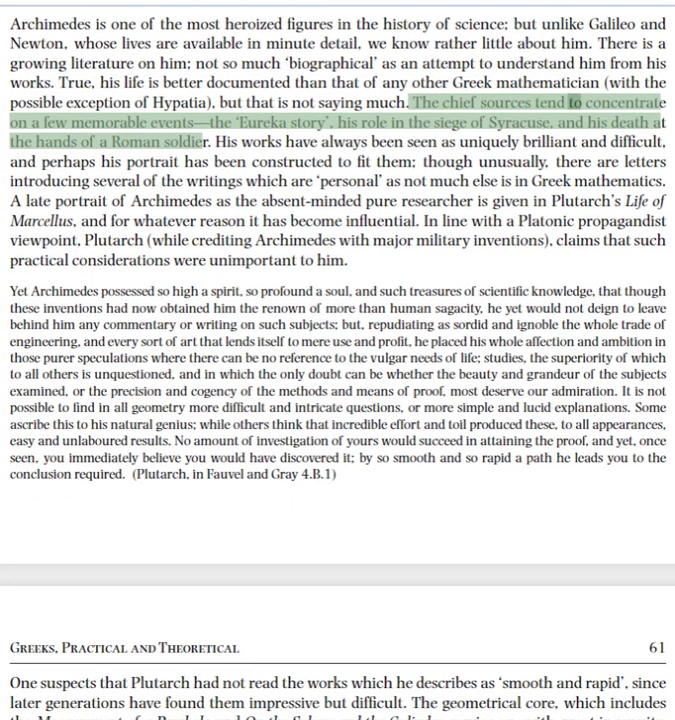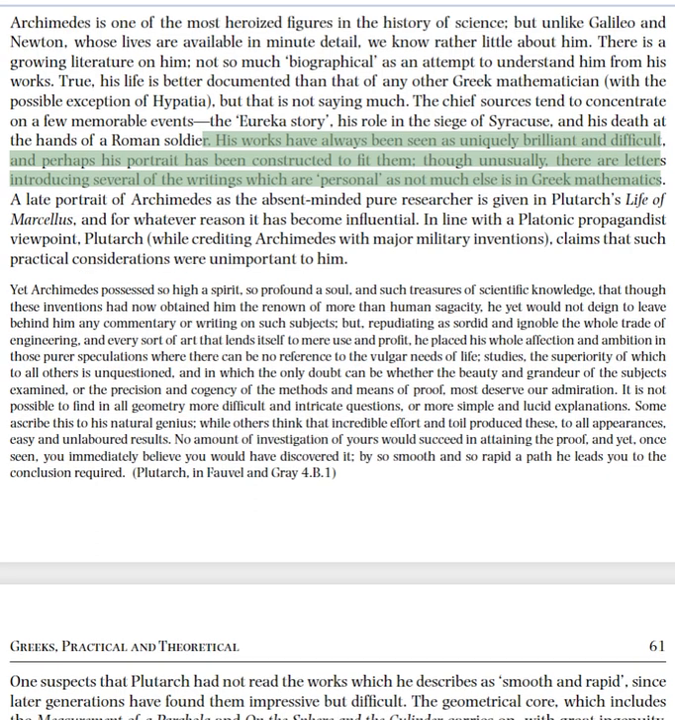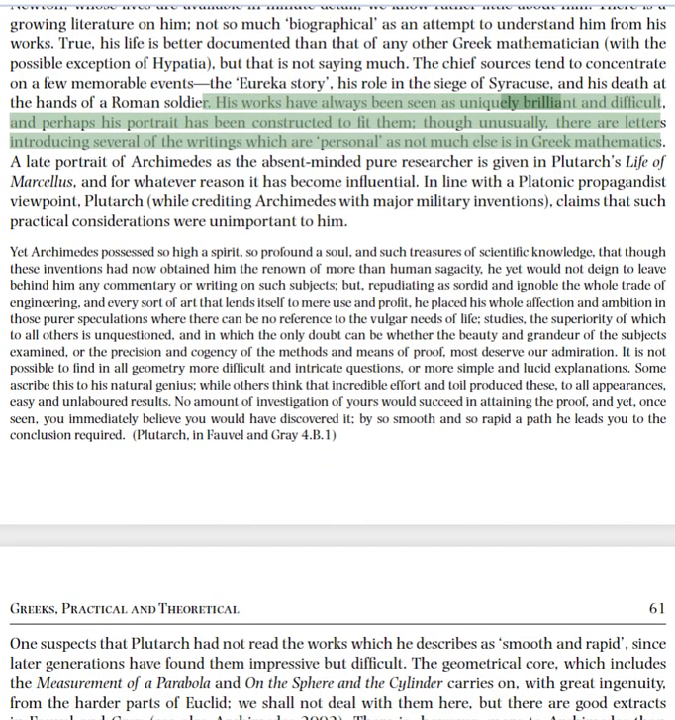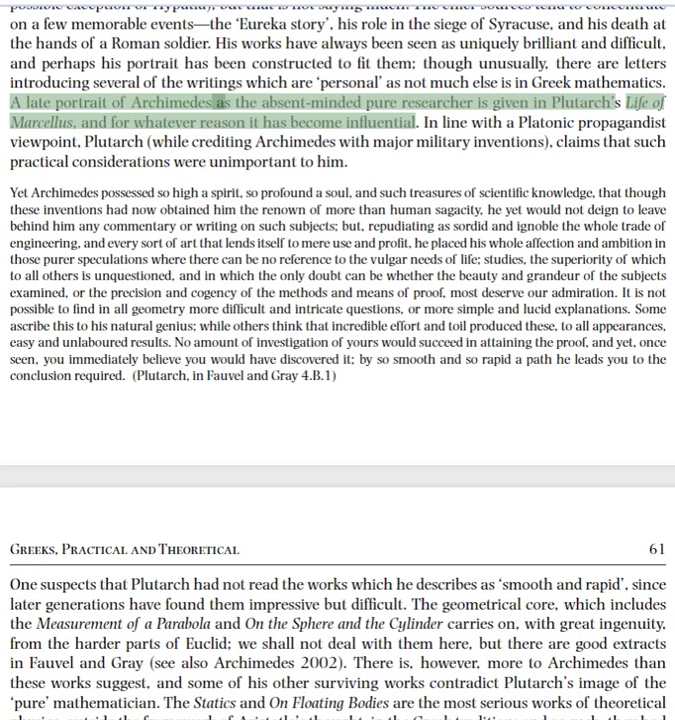The chief sources tend to concentrate on a few memorable events: the Eureka story, his role in the siege of Syracuse, and his death at the hands of a Roman soldier. His works have always been seen as uniquely brilliant and difficult, and perhaps his portrait has been constructed to fit them, though unusually, there are letters introducing several of the writings which are personal, as not much else is in Greek mathematics. A late portrait of Archimedes as the absent-minded pure researcher is given in Plutarch's Life of Marcellus, and for whatever reason it has become influential.